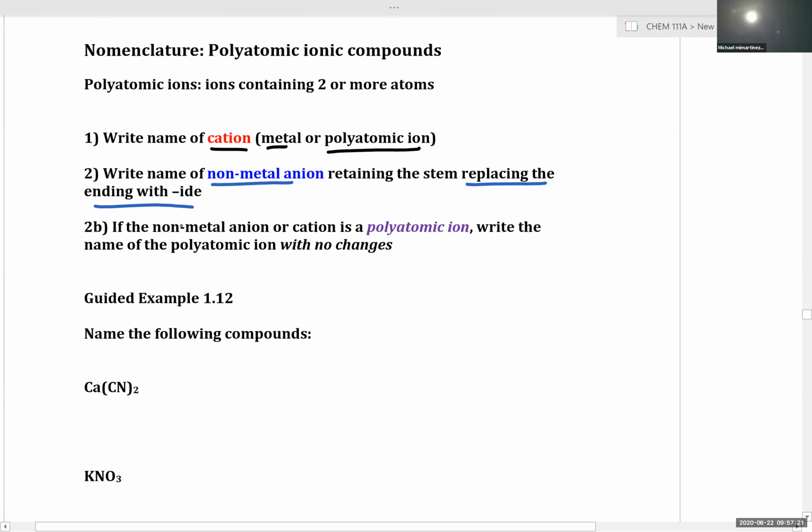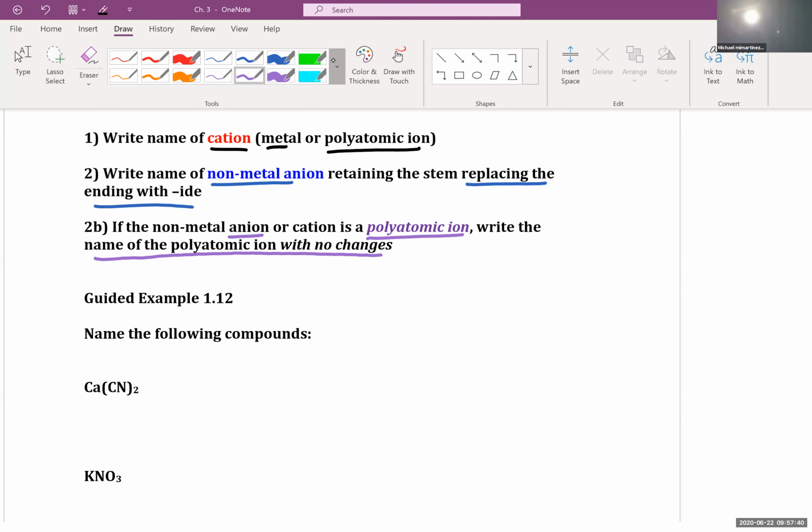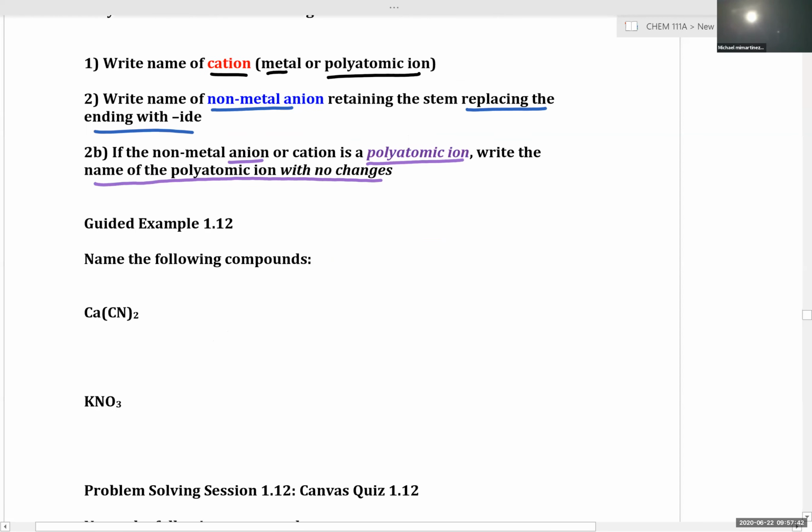And this is our exception now: if your anion is a polyatomic ion, you write the name of the polyatomic ion with no changes. So for polyatomic ions, you write the name exactly as written in the table. No changes, no changing the ending to IDE. So let's look at an example.